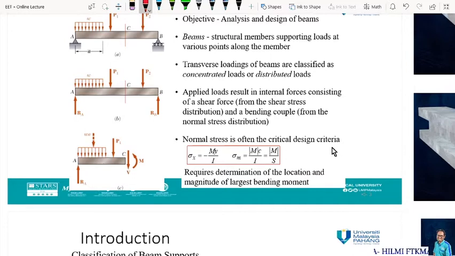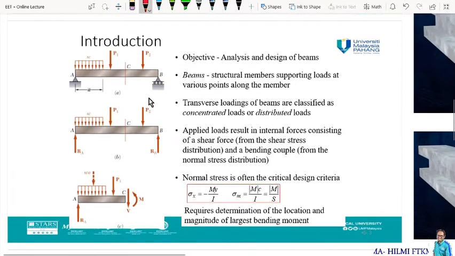To obtain the normal stress, we are required to determine the location and the magnitude of the largest bending moment. So along this beam, let's say we have a beam from A to B, we need to identify at which location the maximum bending moment occurs. Is it at the center or is it at point B or point A? So we need to determine the location of the maximum bending moment.